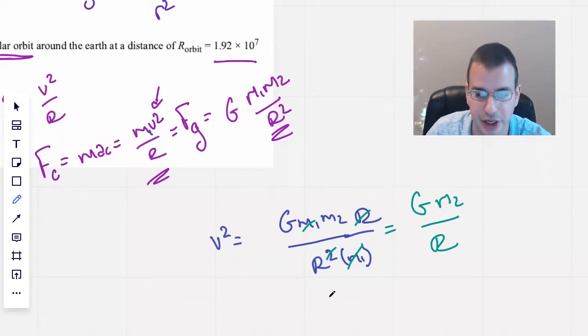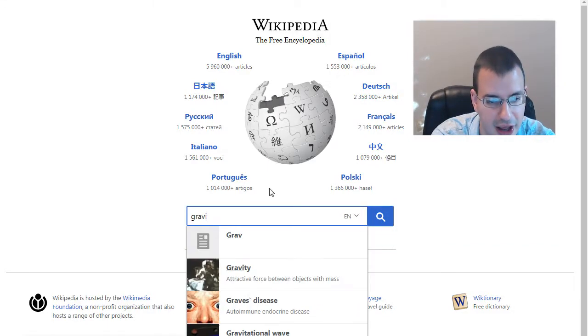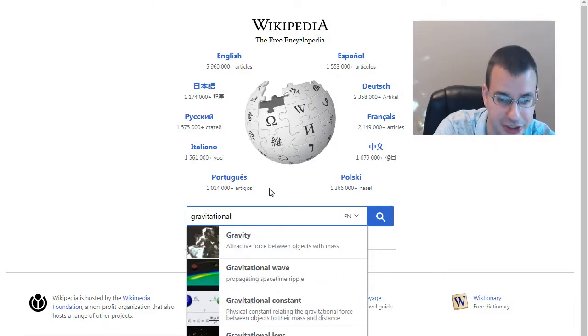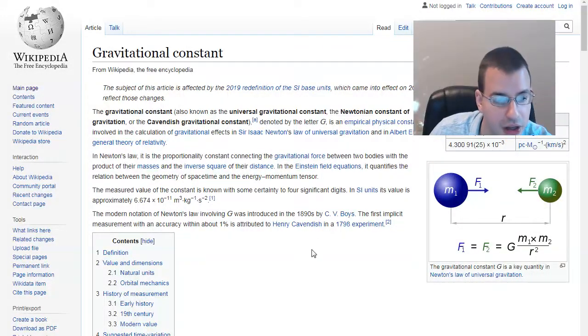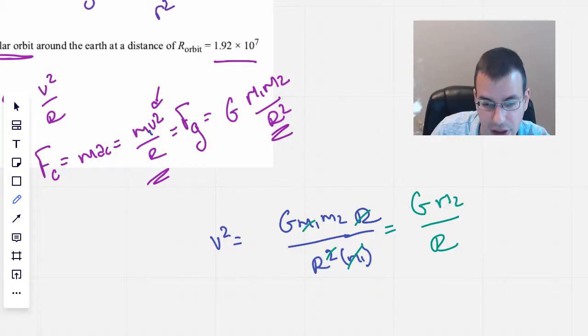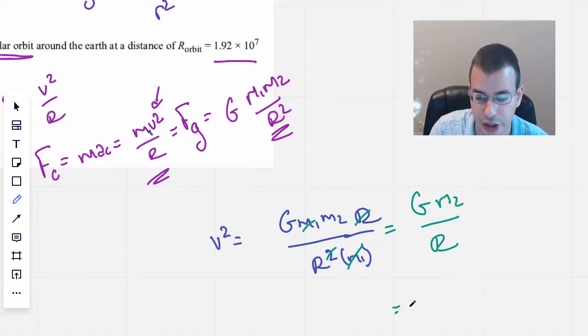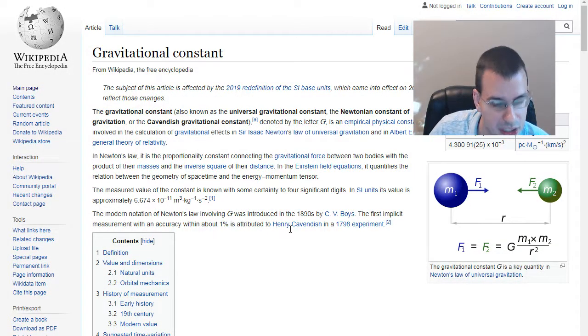So now I need to know what G is. So we go to Wikipedia. We'll search gravitational constant. There we go. 6.67 times 10 to the negative 11th. That's the SI units. So 6.67 times 10 to the negative 11th. Make sure it's negative 11. Yep, okay.